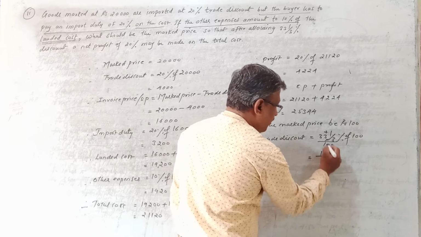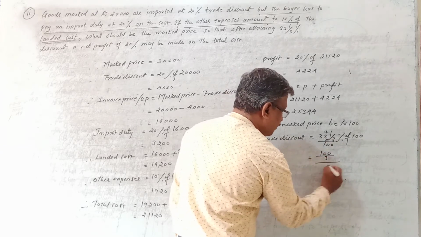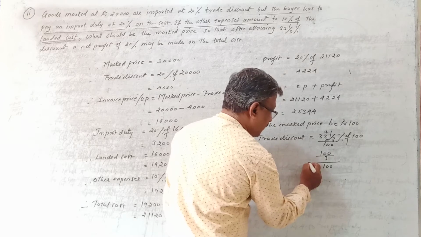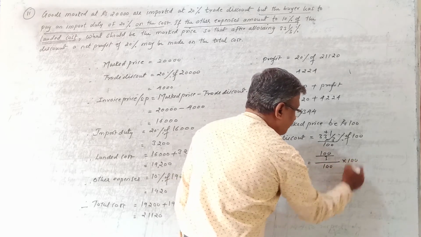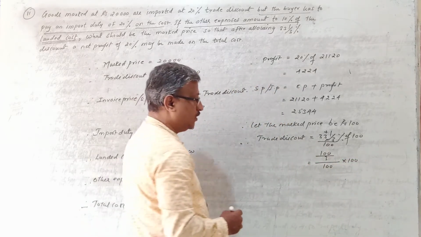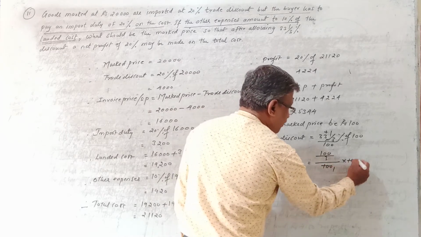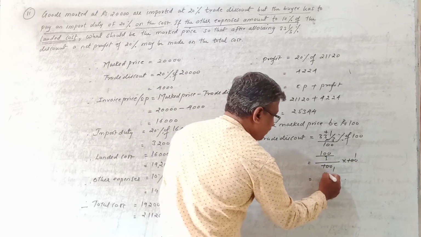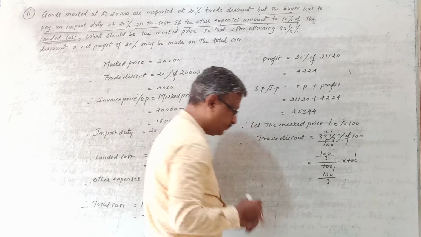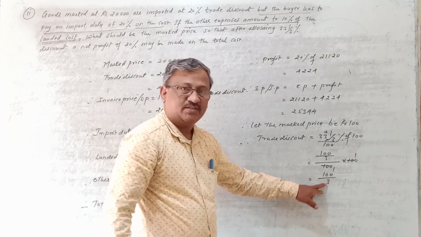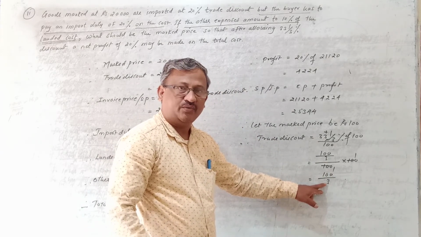So 100 is divided by 3. This is divided by 100. Right? This is multiplied by 100. Yeah. So this 100 gets cancelled. So what remains? It is 100 divided by this 3. Again, 100 is not exactly divisible by 3, so don't go to divide, you keep it as it is.